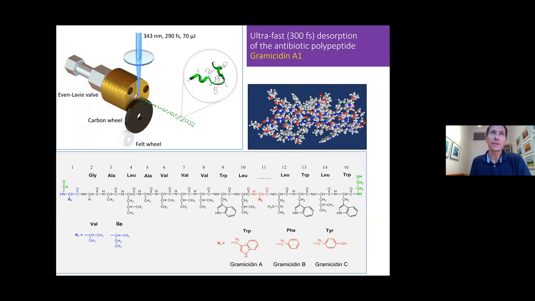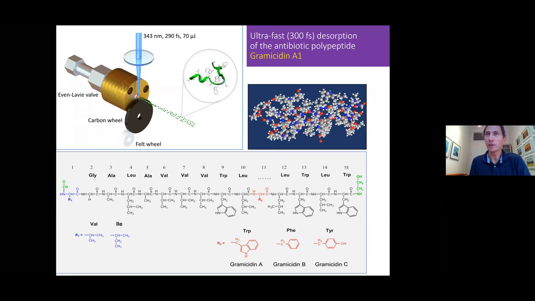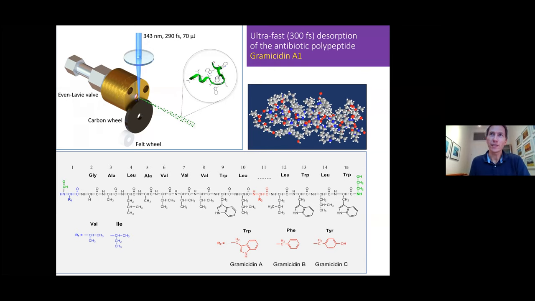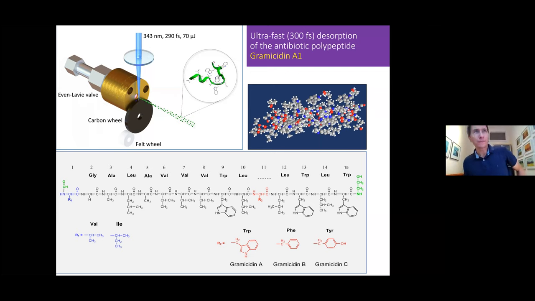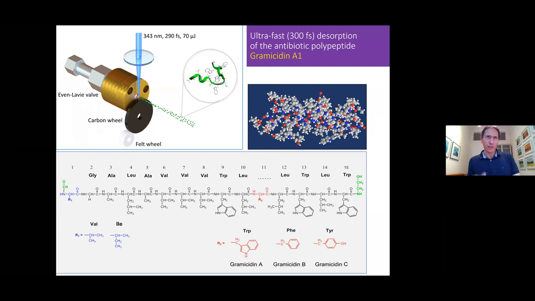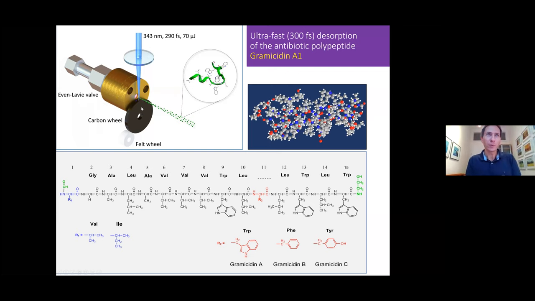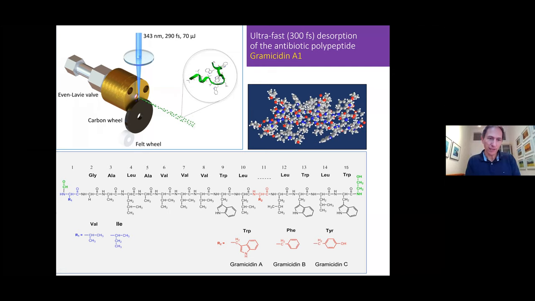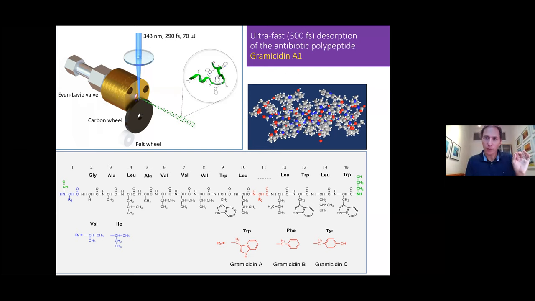And one way of doing this is a bit counterintuitive. In this particular case, we're looking at gramicidin A1, which is a polypeptide made up of 15 amino acids. It's abiotic, and I think it's no longer for sale as a drug, but it's still for sale for research. You coat that onto this black wheel, which is a carbon wheel, and then you shoot a laser on top of that. And you would say, shouldn't I avoid very strong heating, because heating is what kills the molecule? Actually, the opposite is true. In this particular case, you have to extremely overheat it.